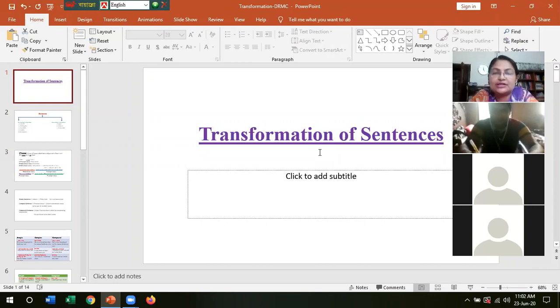But conversion is different. I'm giving you an example: he is my friend, and you are told to make it negative. So you can say he is not my friend. This is conversion of sentences. That means in conversion, the meaning will be changed. But in transformation, you cannot change the meaning.